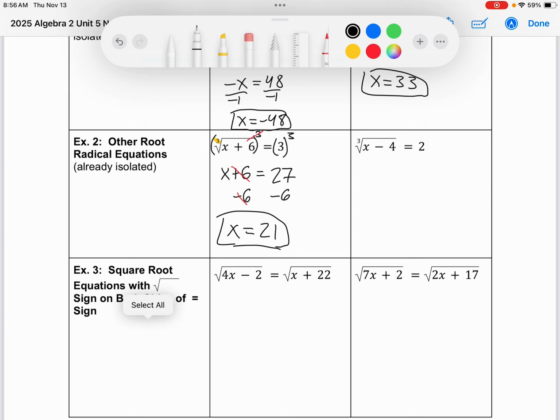For the next one, it looks like we also have the cube root. So that root is going to tell us what power we're going to be using. For the cube root of x minus 4, I can cancel that out by cubing it, or taking it to the third power. And so that's going to cancel out with the radical, giving me x minus 4 equals 2 cubed, or 2 to the third power, which is 8. Solve this equation by adding 4 to both sides, and that gives me x equals 12. And that is all for example 2.